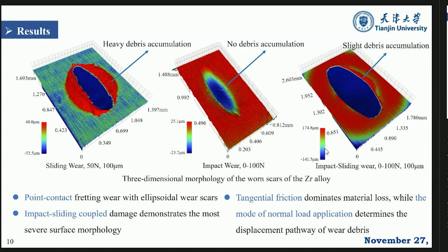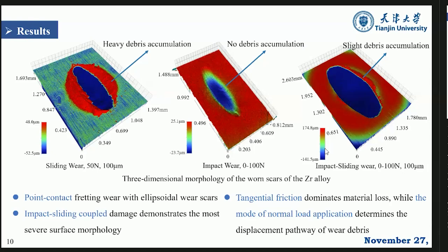For the point contact fretting wear, we can have ellipsoidal shape scars, and then compare the different modes. The first one is sliding and impact sliding. We can see the impact sliding has the biggest scars. That means it has the most serious damage.